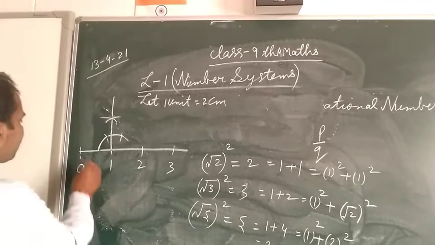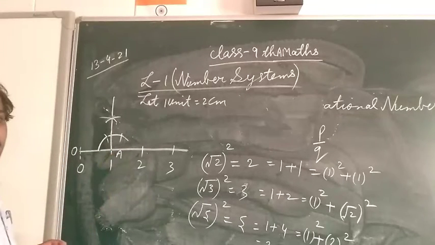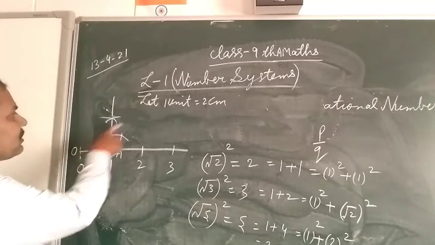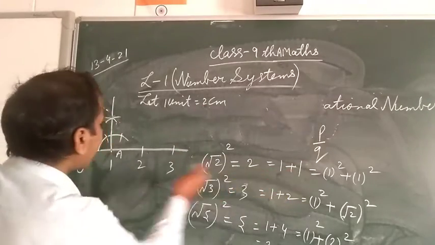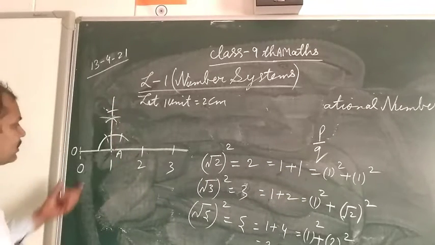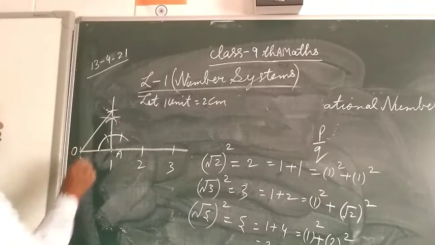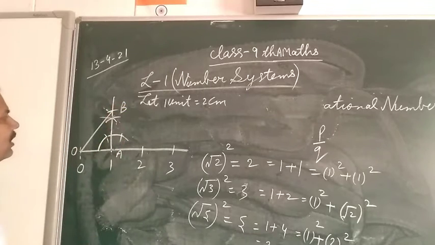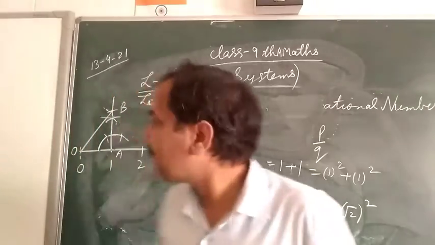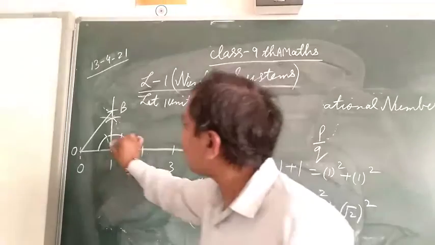Then on that, suppose this point O and this point A. Clear? So on point A again cut this 2 centimeter because 1 square, and on this also one. Cut means this same distance you have to cut here. Then join this point, suppose B. So OAB is a right angle triangle. This is 90 degree.